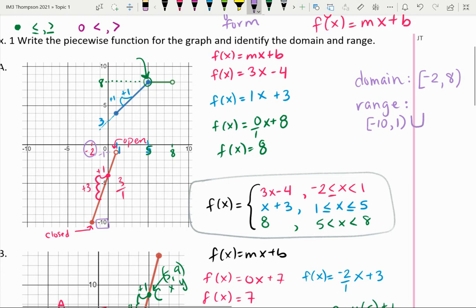Now we can write this as a union. Sometimes on the Pearson homework, they ask you to just use a comma, so be aware of that. If you write it with a union symbol and it says that's not right, write it like this. Just be aware that they might be looking for a comma in between your two ranges.